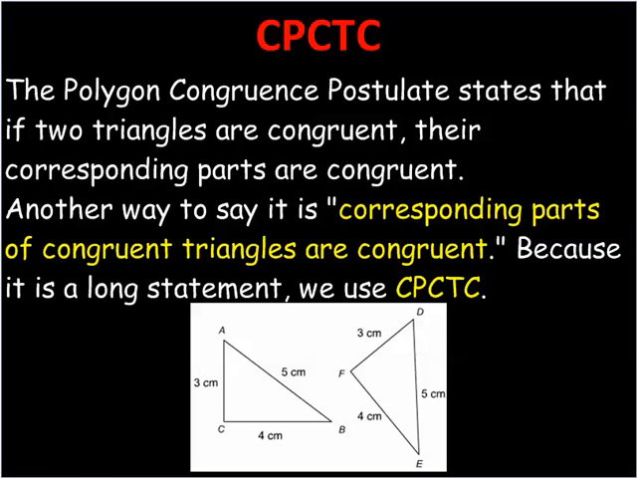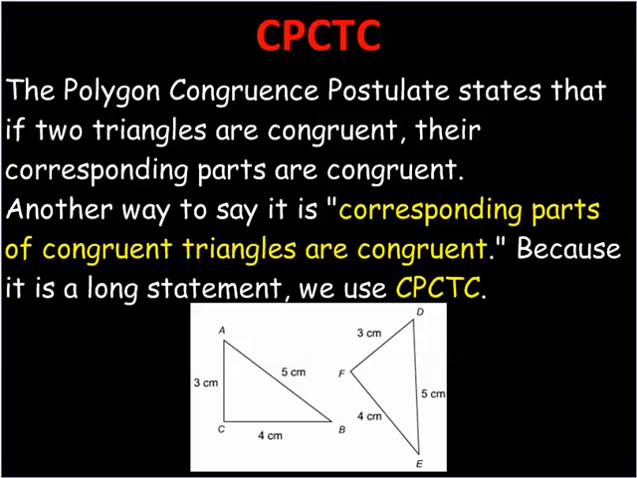So for CPC-TC, the polygon congruence postulate states that if two triangles are congruent, then their corresponding parts are congruent. Another way to say it is corresponding parts of congruent triangles are congruent. Because it's such a long statement and our tongue gets tied saying it, we like to use CPC-TC.